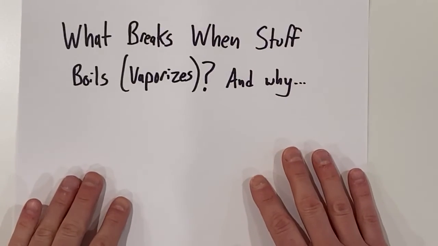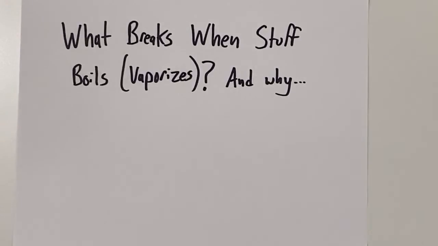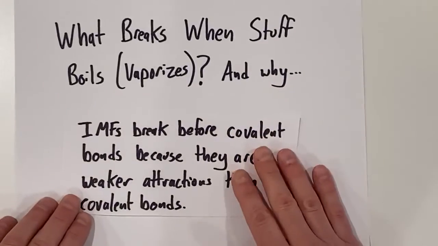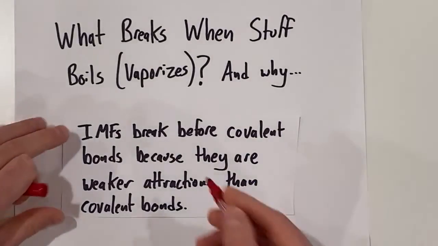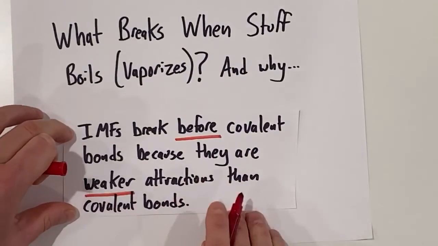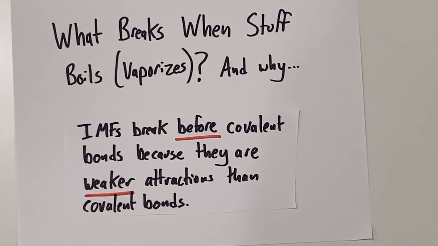So to answer our question here, what breaks when stuff boils and why? Well, the answer is that the IMFs break before the covalent bonds because they are weaker attractions than the covalent bonds. I hope this helped.